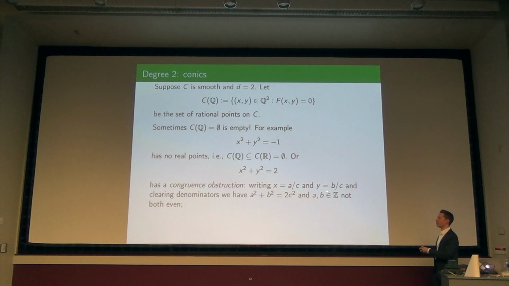Okay, but that meant that a, b, and c were all divisible by 2. But as long as I did this by clearing denominators in a minimal way, like a minimal common denominator, I will never have that situation. So I can assume without loss of generality that a and c are relatively prime, b and c are relatively prime, and all I need for this example is that not both a and b are even.